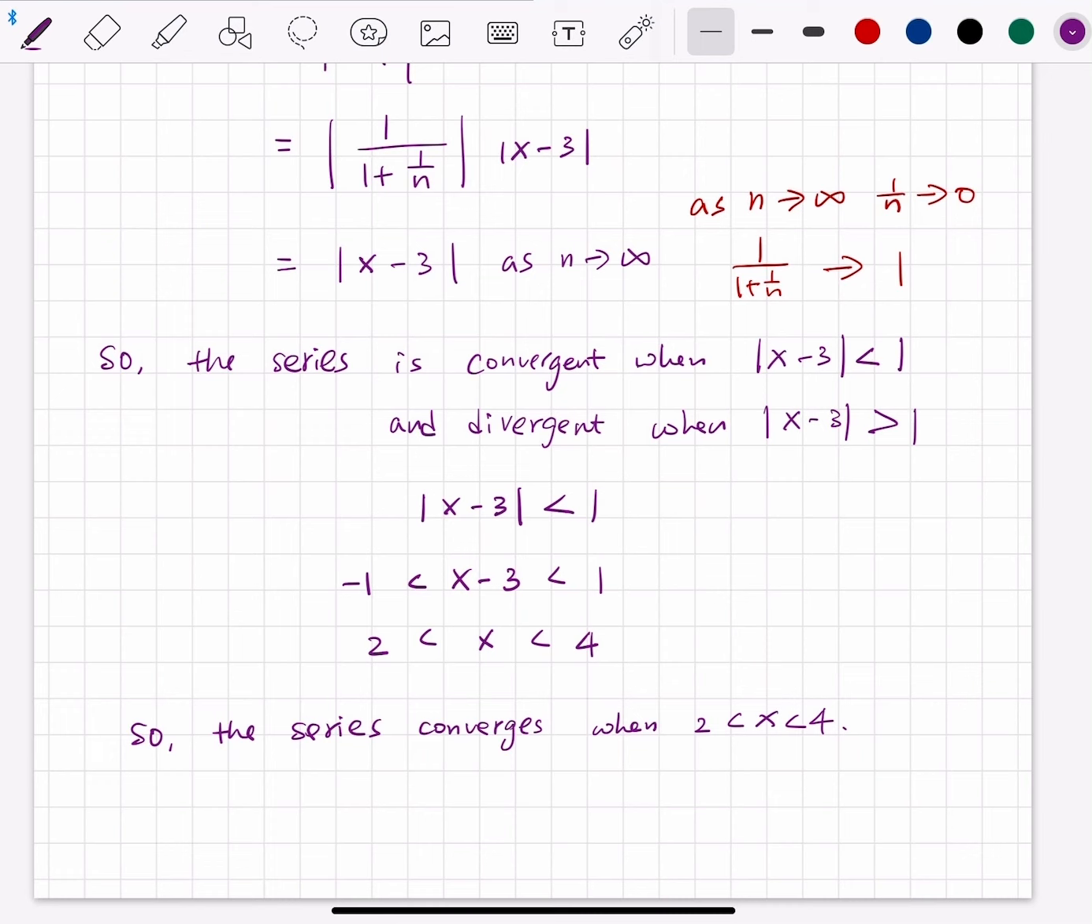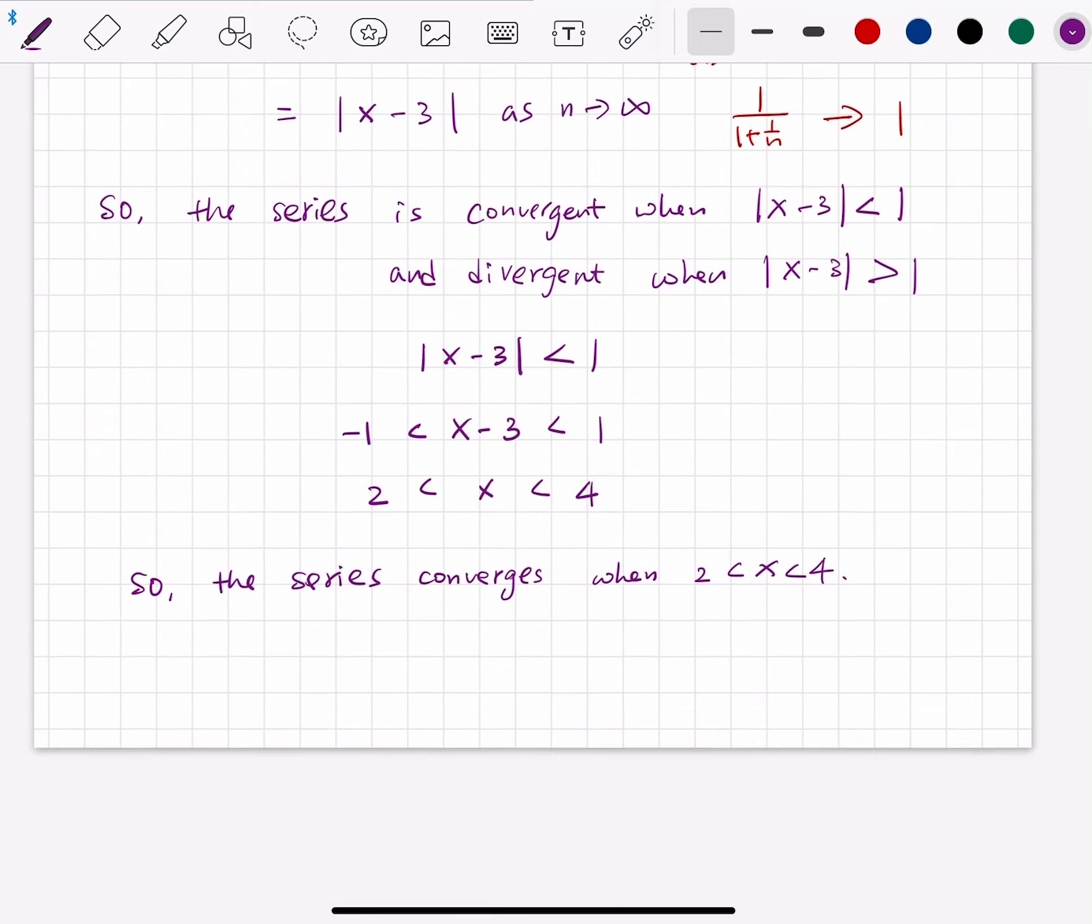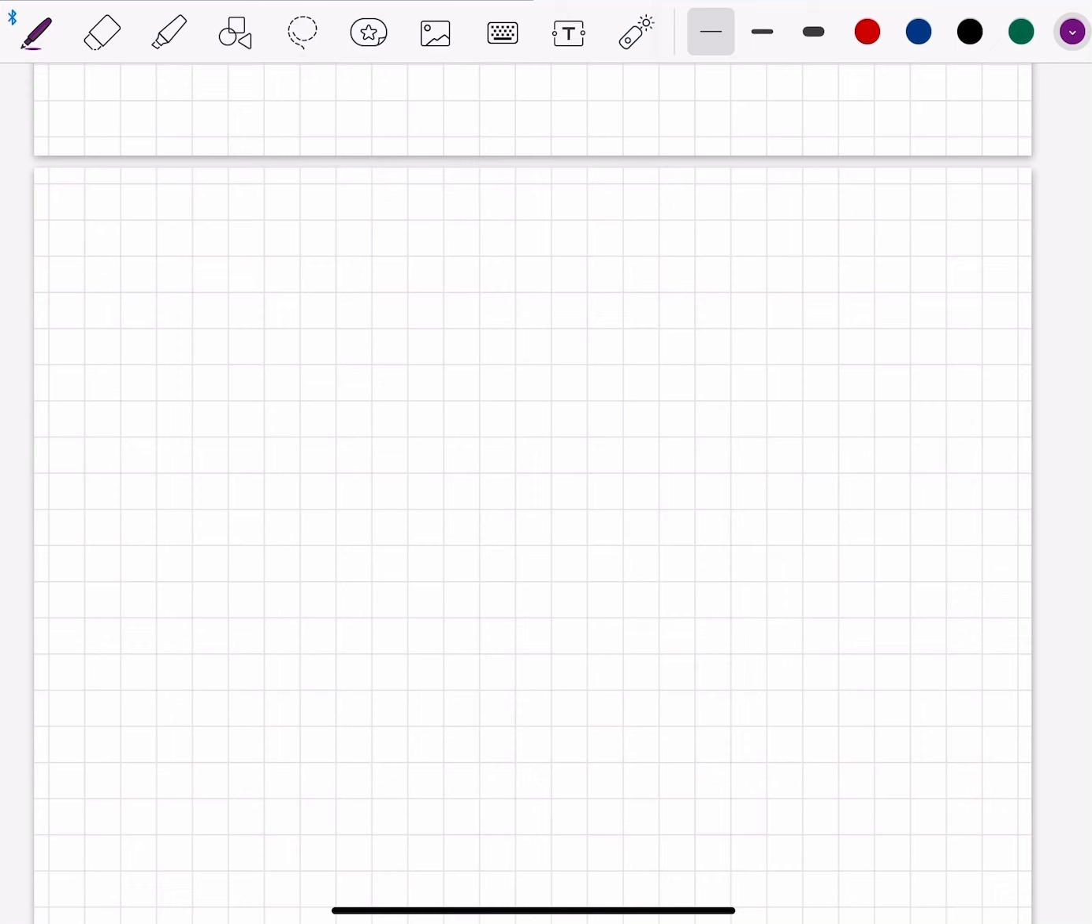Now we can look at another example. This time, we're actually looking for the interval and the radius of convergence.